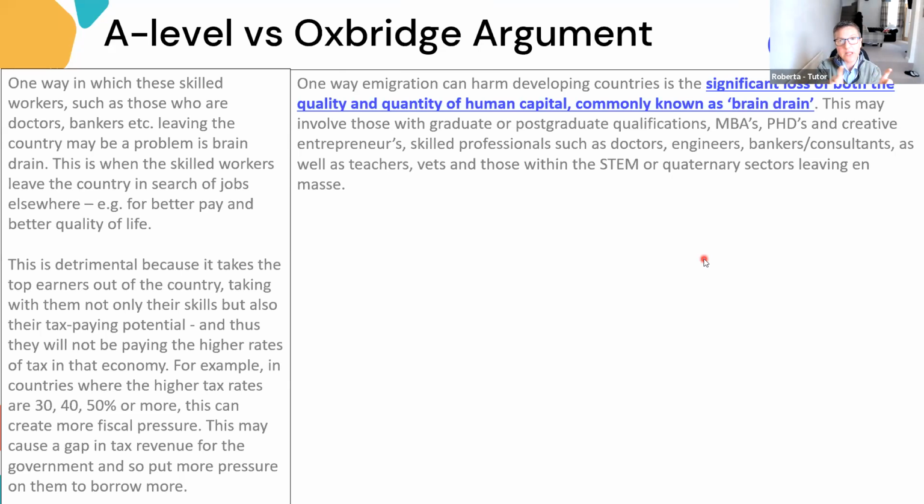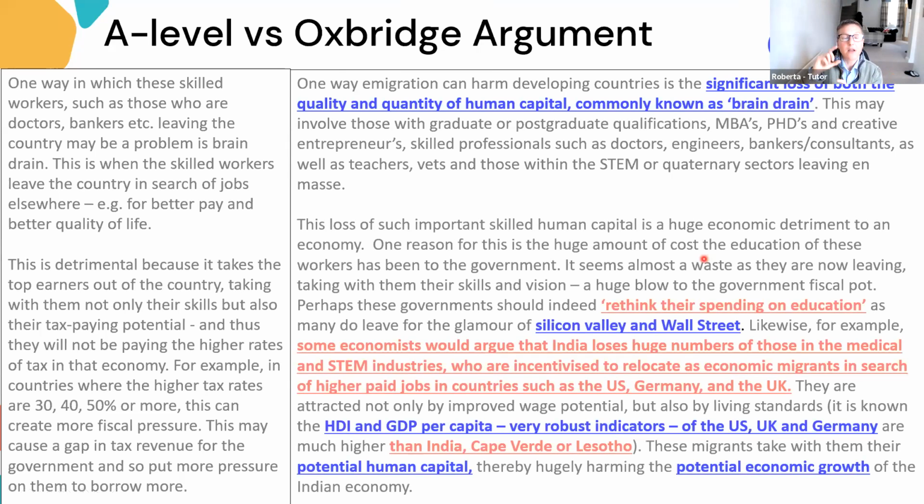Look at the difference between the left and the right. Now, let's develop our logical chains of reasoning further. As I said, logical answers. What's going to happen as a consequence of this? This loss of such important skilled human capital is of huge economic detriment to the country. One reason for this is the huge cost of education these workers have been to the government.